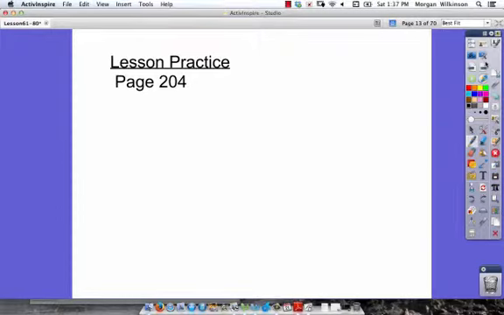We'll continue this more with our lesson practice on page 204. Make sure you've got your notes complete. Remember, semicircles, well, that's just referring to half of a circle.